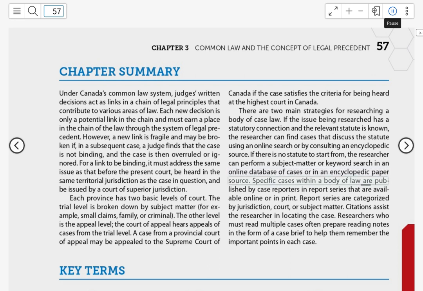Specific cases within a body of law are published by case reporters in report series that are available online or in print. Report series are categorized by jurisdiction, court, or subject matter. Citations assist the researcher in locating the case. Researchers who must read multiple cases often prepare reading notes in the form of a case brief to help them remember the important points in each case.